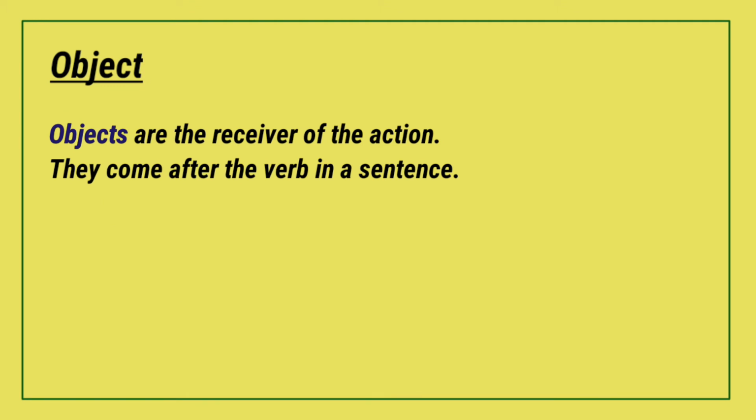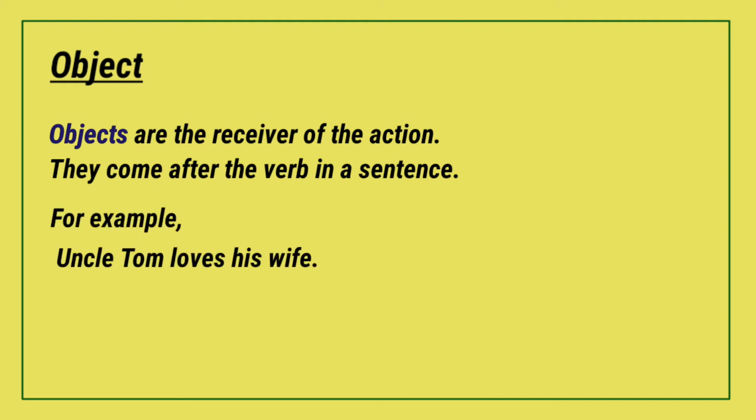Now let us see what are objects. Objects are the receiver of the action. They come after the verb in a sentence. For example, Uncle Tom loves his wife. In this example, Uncle Tom is being talked about. So he is the subject. His wife receives the action. So his wife is the object.